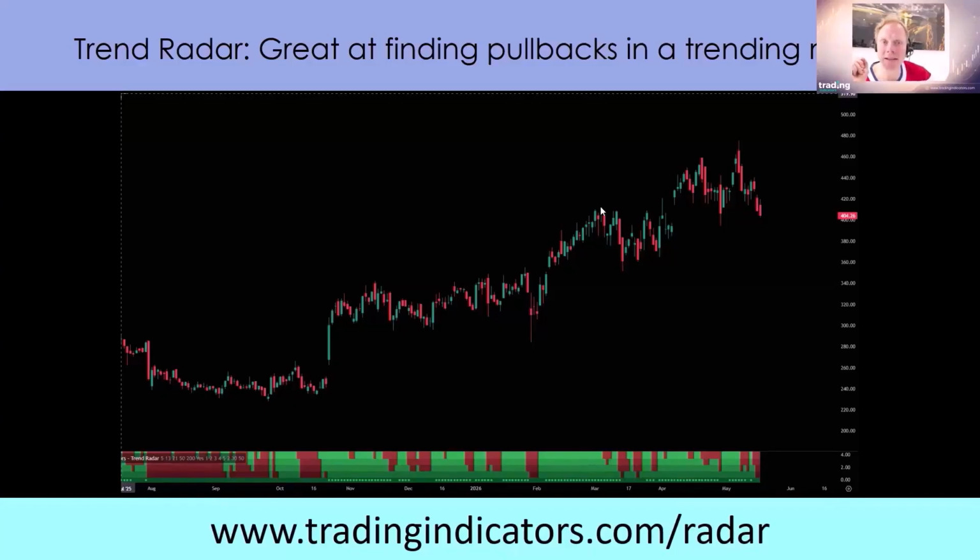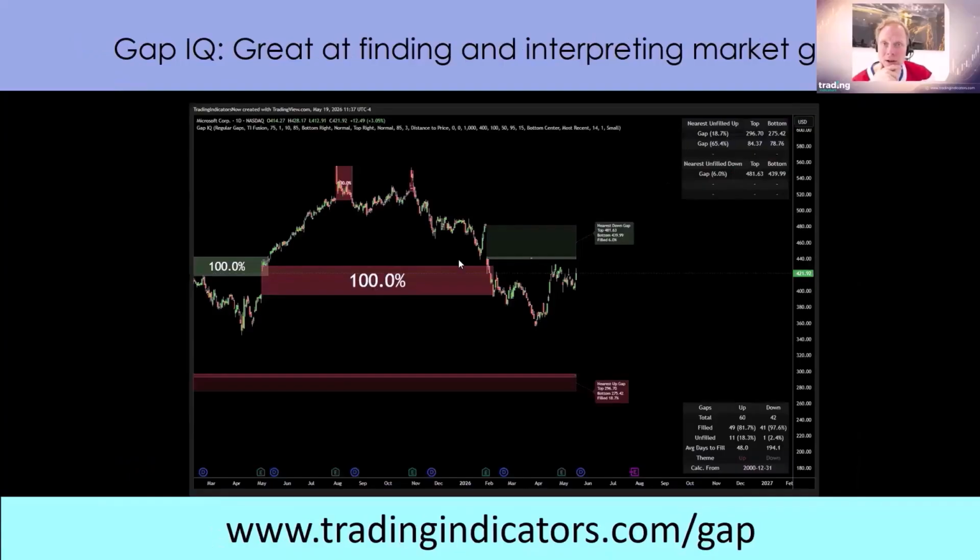Okay. Another example. For example, our gap indicator. It's great for trading stocks and ETFs. Symbols which actually do have these overnight gaps. Futures trade overnight. They don't have these gaps. Crypto trades overnight and on the weekend even. They don't have overnight gaps. But if you're not trading stocks or ETFs, maybe this indicator will not be for you. But it's a great indicator if you're a swing trader.